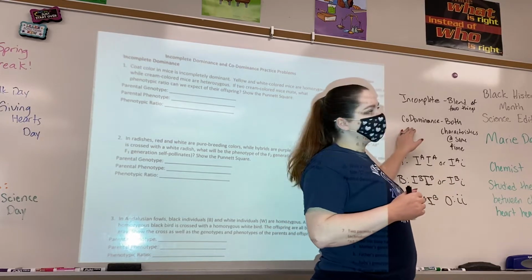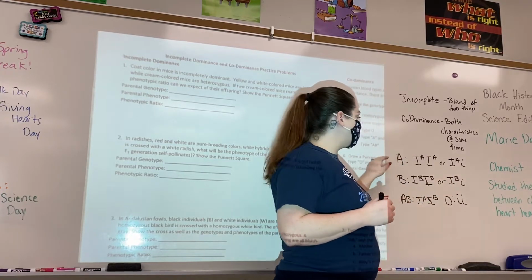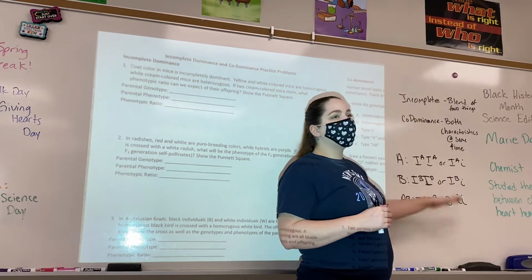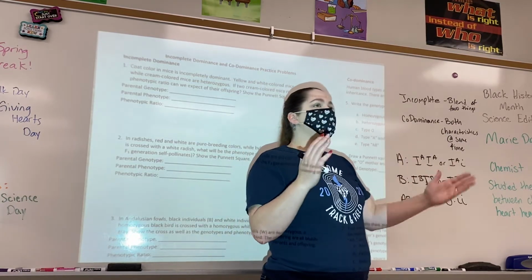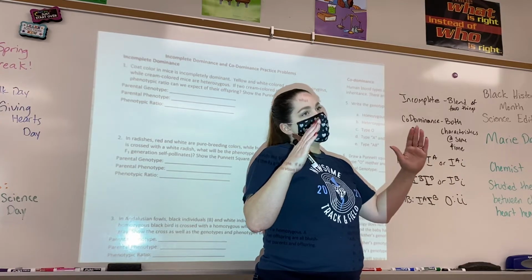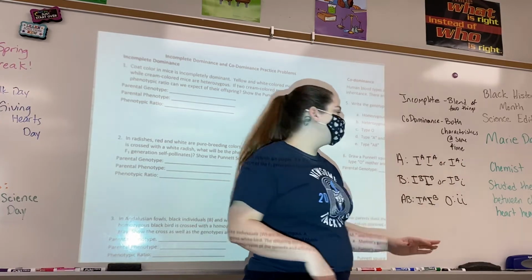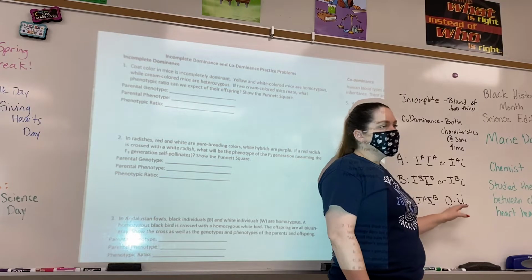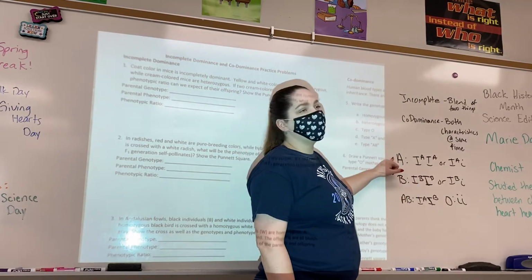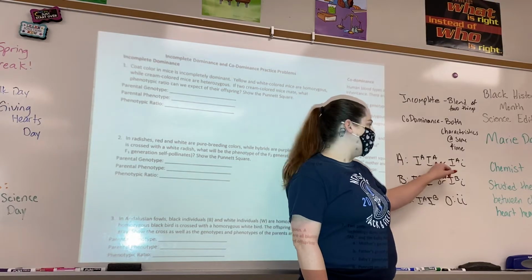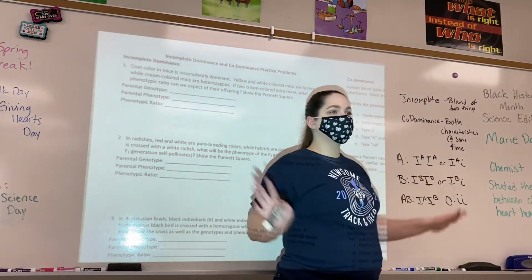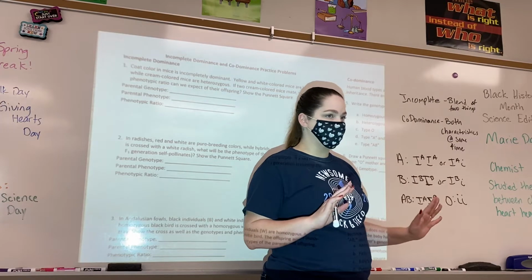Another example of codominance is your blood types. So your blood types are all codominant. You have your capital A and your capital B being seen at the same time. And if you don't see either of those, then you have your O type. So remember, if you are an A type, you could have capital I, capital A. For some reason, for blood types, they use capital I's and lowercase i's.